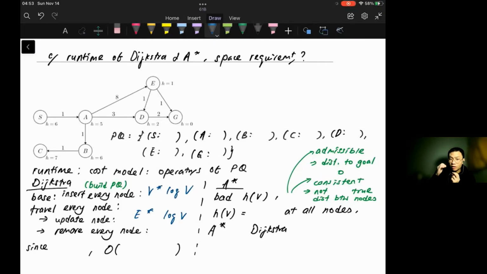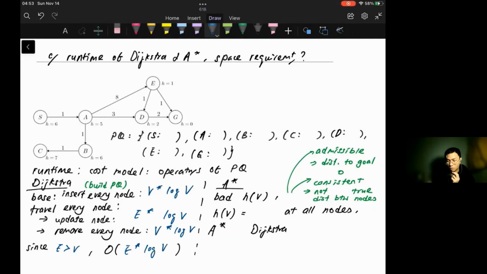The removal of a node will also take log V time. Since we have V vertices, this would be just V times log V. To get the total runtime, we will just sum these three terms. However, we also know that the number of edges will always be larger than the number of vertices. So the three terms can be simplified down to E times log V.